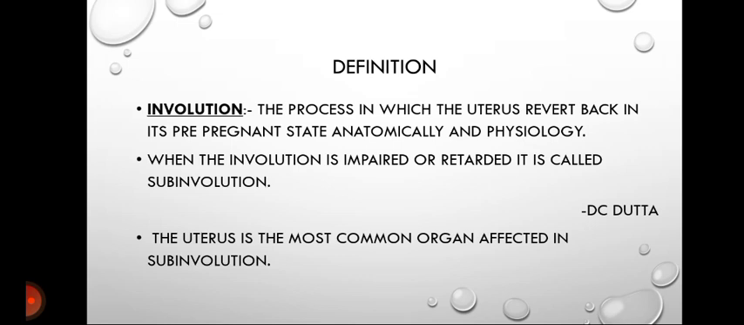So what is subinvolution now? If this process of the uterus reverting back is impaired, then we call it subinvolution. In simple words, in subinvolution the uterus will not return to its pre-pregnant state. Involution is the process in which the uterus reverts to its pre-pregnant state anatomically and physiologically. When involution is impaired or retarded, we call it subinvolution. The most common organ affected in subinvolution is the uterus.